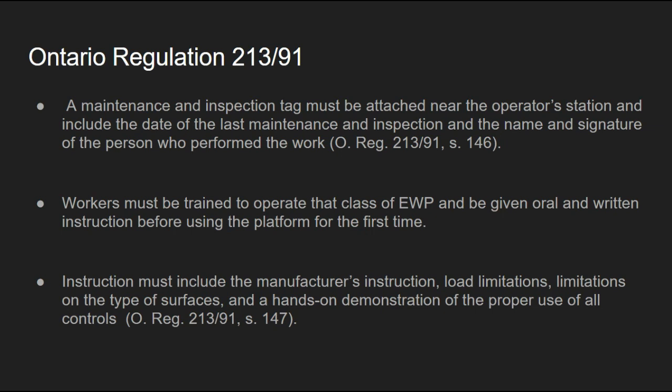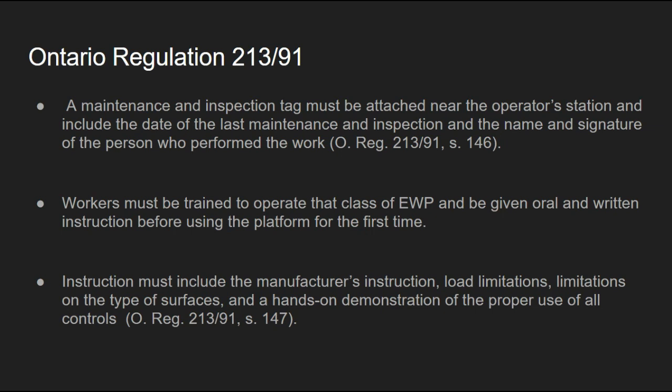So you can look at the machine, look for an inspection tag. It should be near where you're going to climb onto the machine to use. It's got to have the last date of the maintenance and inspection performed and who performed it with their signature.